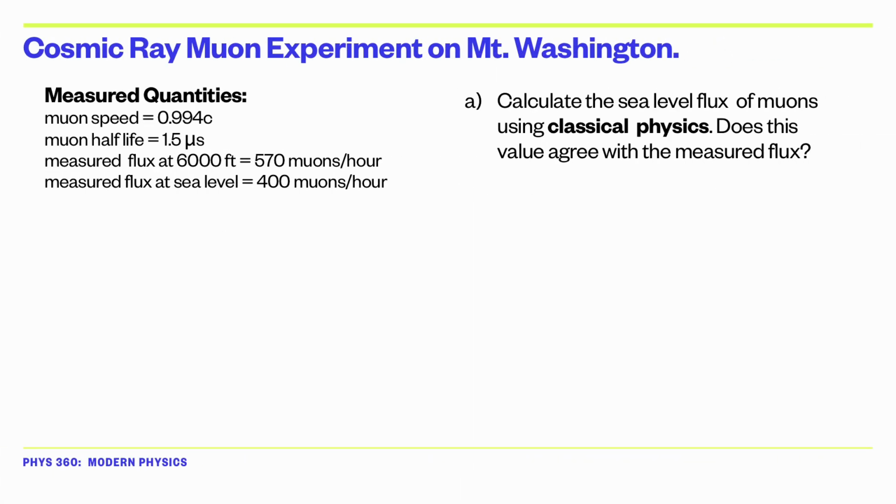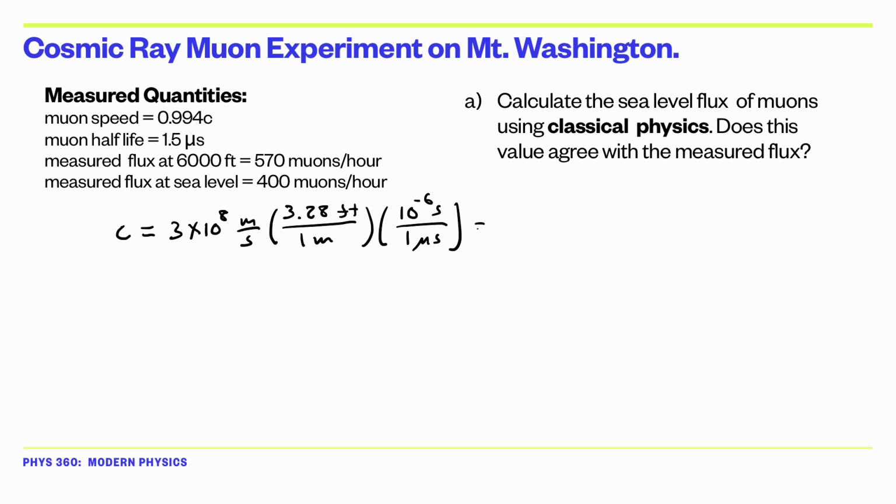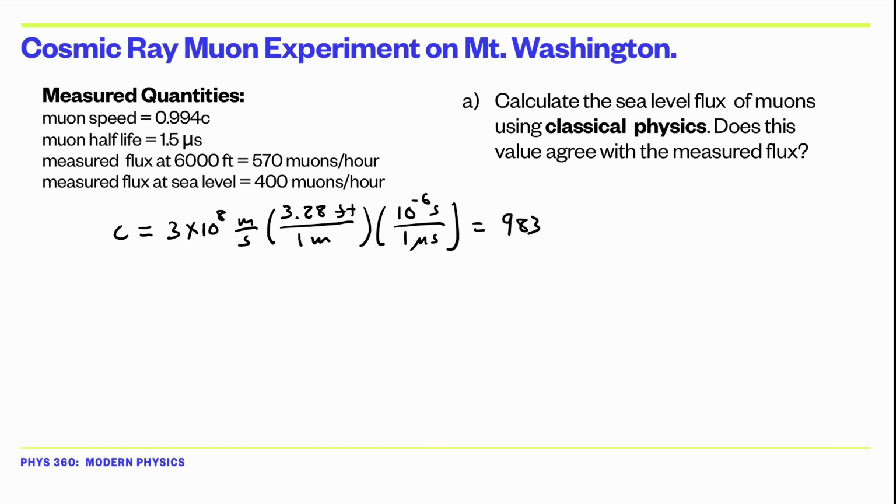Before we begin the calculation, it'll be more convenient to convert the speed of light from meters per second to feet per microsecond. We'll use the conversion that 3.28 feet is 1 meter and 1 microsecond is 10 to the negative 6 seconds. We find that the speed of light is approximately 983 feet per microsecond, or about 1,000 feet per microsecond.